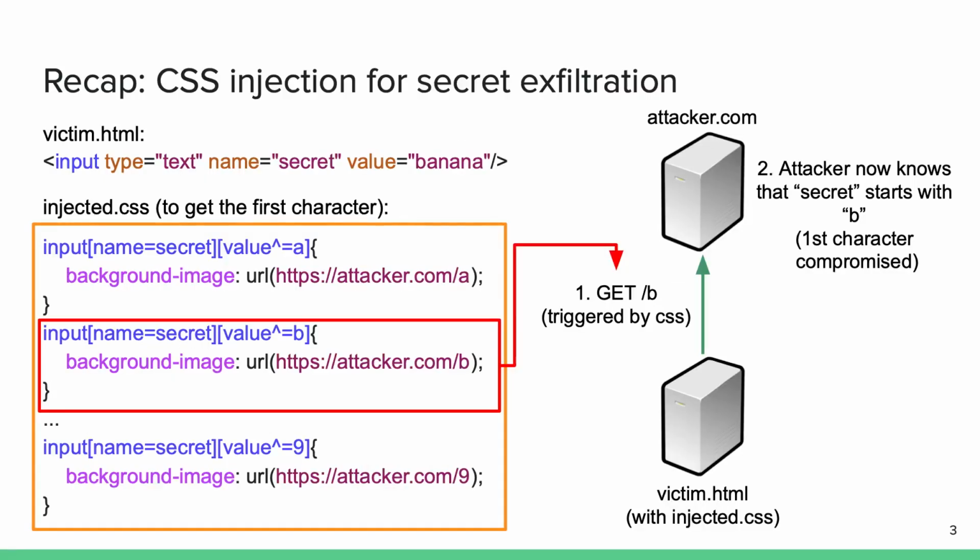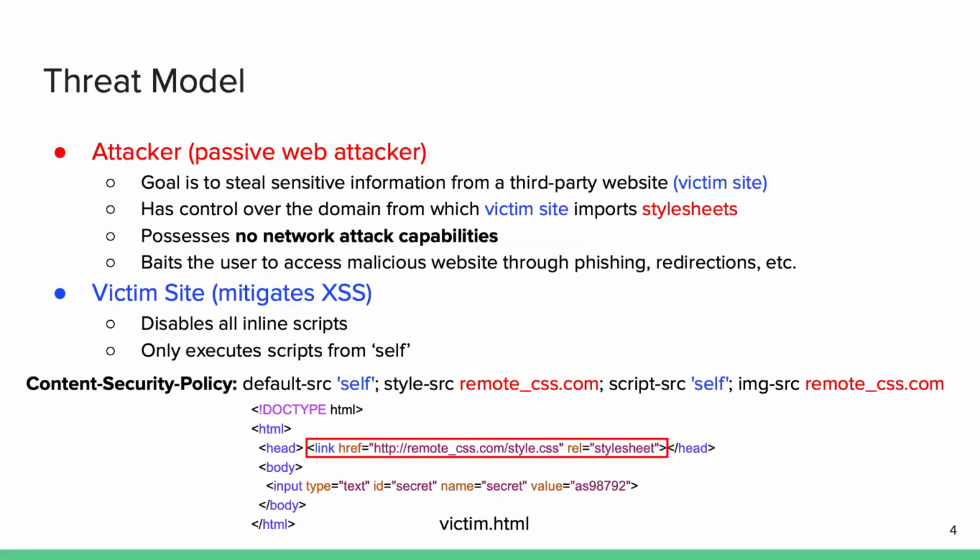For a quick recap, CSS injection can be used for secret exfiltration, where the attacker injects style sheets into the victim site, causing it to trigger secret exfiltration requests to the attacker server. For the threat model, we define the attacker to be a passive web attacker whose goal is to steal sensitive information from the victim site. As for the victim side, we assume it has some mitigations against cross-site scripting by disabling all inline scripts and only executing scripts from self.